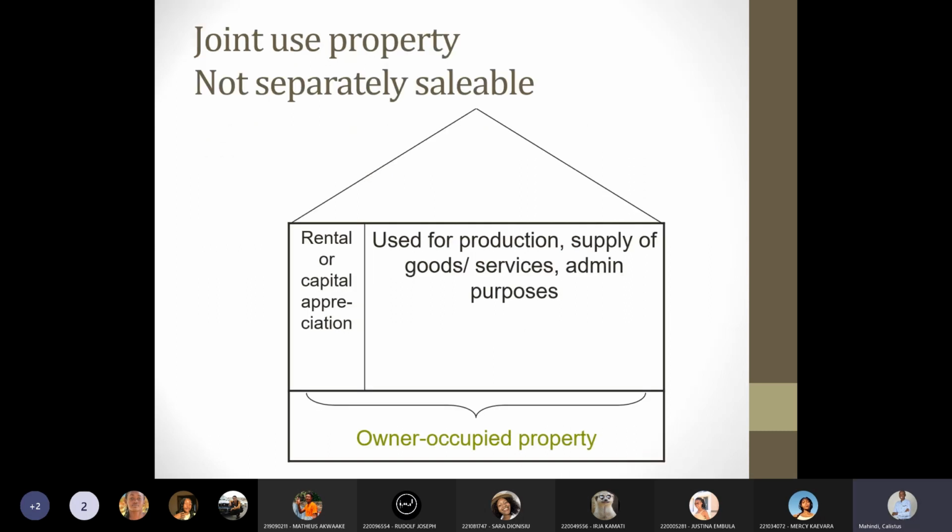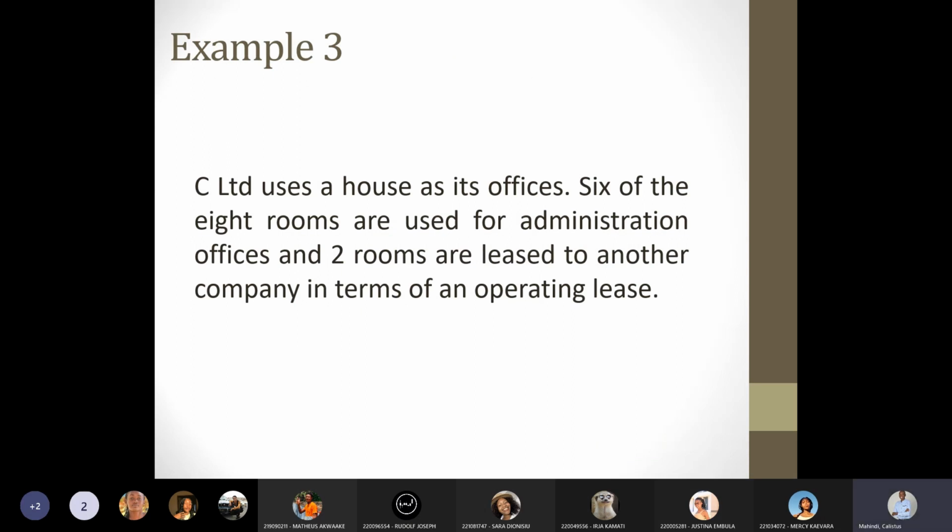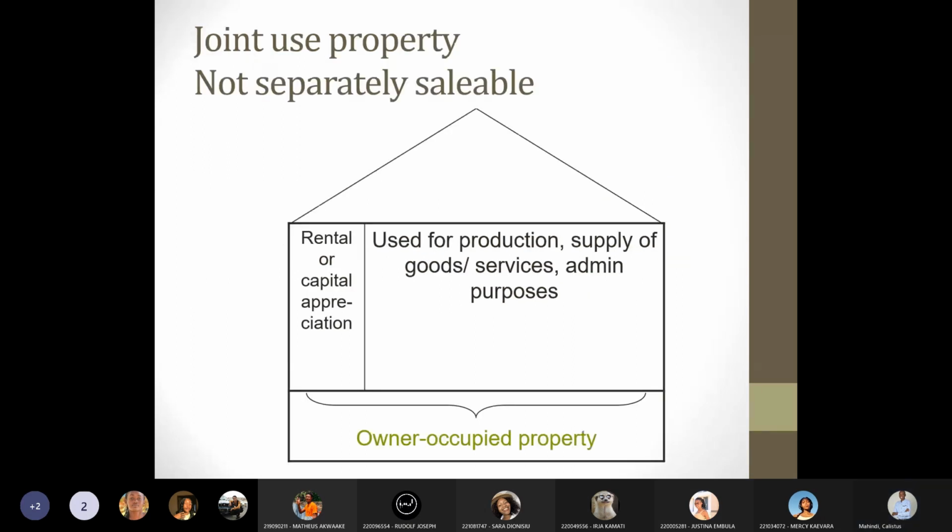Now let us look at the scenario where you have a house again, but a small part of the house is used for rental or capital appreciation, and the bigger portion of the house is used in the production or supply of goods or services or for administrative purposes. In this instance, this whole house will be classified as owner occupied property. So we look at example C. This house will be classified as owner occupied property in terms of IAS 16, property, plant and equipment.